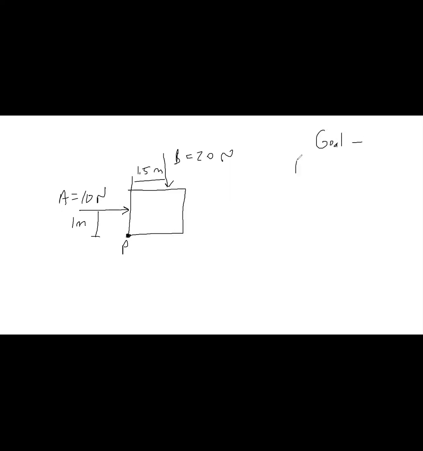So let us try one of these problems. If I have an object here and I have two forces acting on it, we'll say A is, I'll make the numbers easy, 10 newtons, B is 20 newtons. And I need to know how far away they are from point P. So this would be 1 meter, and we'll make this 1.5 meters. My goal in this problem is to find R and where it crosses the x-axis. We call this x bar. X bar is where it crosses the x-axis.